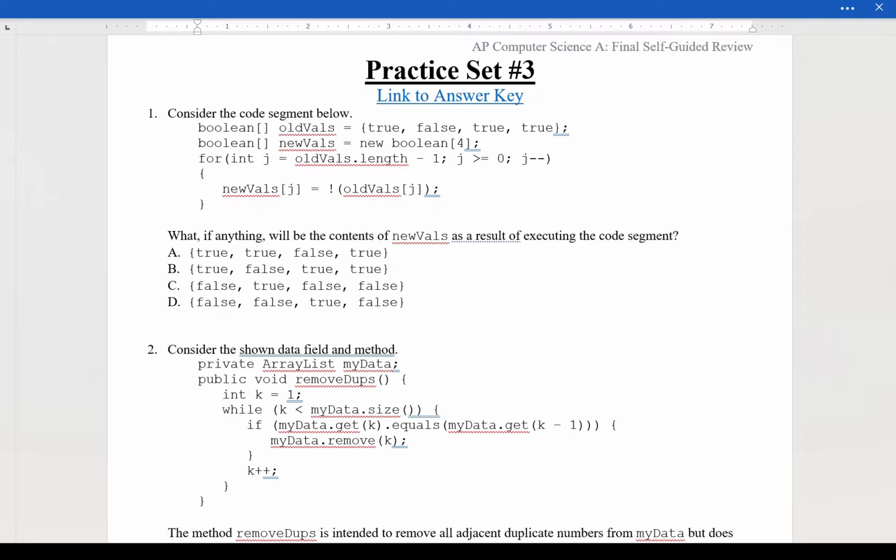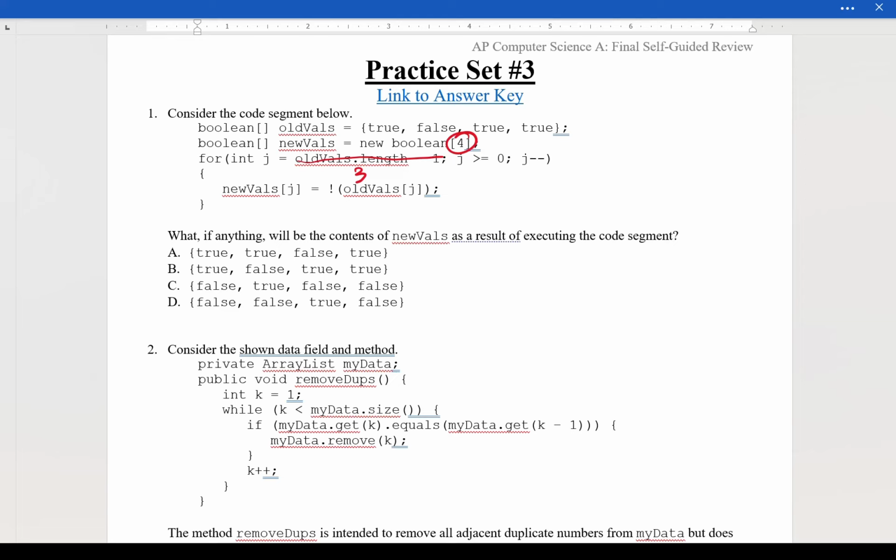Old vowels, new vowels is the first question on this set. They make us an array that says true, false, true, true. Then they make a brand new array that's 4 spots big. We're going to start at old vowels dot length minus 1, which is spot 3, which is good. We're going to go greater than or equal to 0, j minus minus.